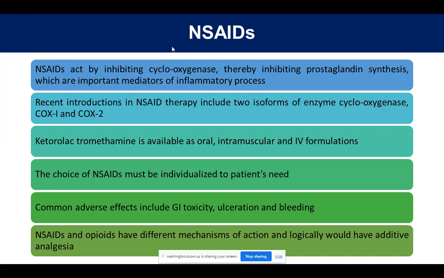Ketorolac tromethamine is available as oral, intramuscular, and IV formulation. The choice of NSAID must be individualized as per the patient's need. The common adverse effects of this are GI toxicity, ulceration, and sometimes bleeding also. NSAIDs and opioids have different mechanisms of action and logically would have additive analgesia also.